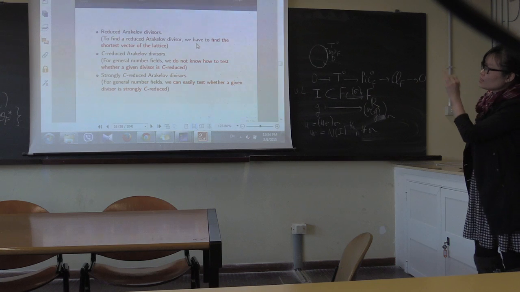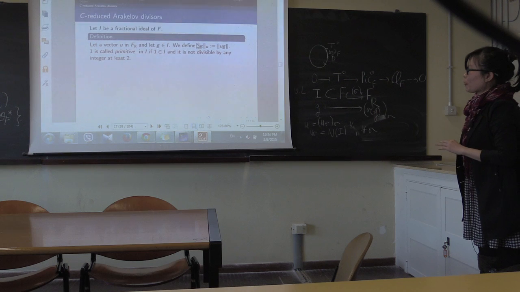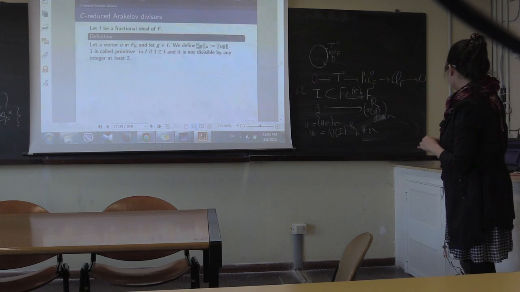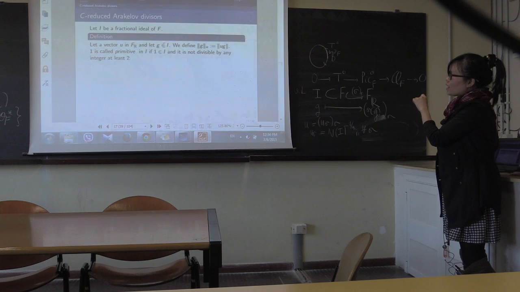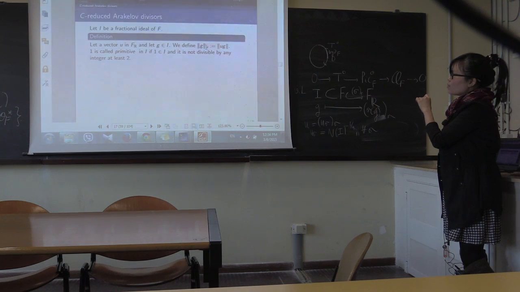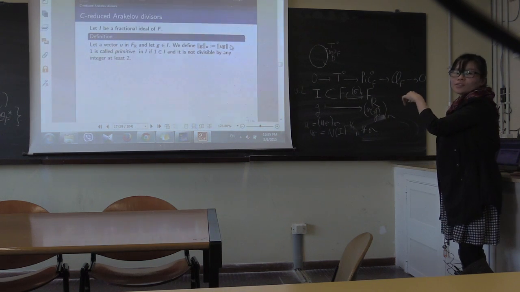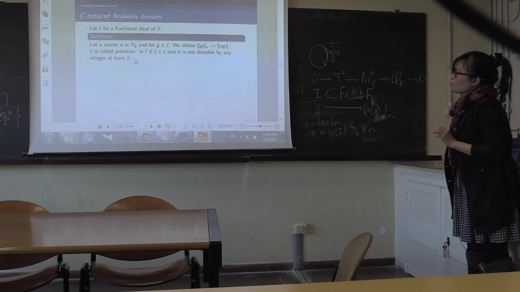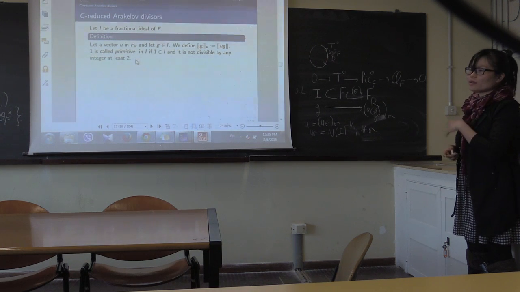First, let me define the c-reduced Arakelov divisor, and then we go to strongly c-reduced later. Let I be a fractional ideal of F, and u a vector in F_R. Then for any element g in I, we define the length of g with respect to u as the length of the vector u·g, which is in F_R, so you can compute the length there. And we call 1 primitive in I if 1 is in I and it's not divisible by any integer of at least 2.